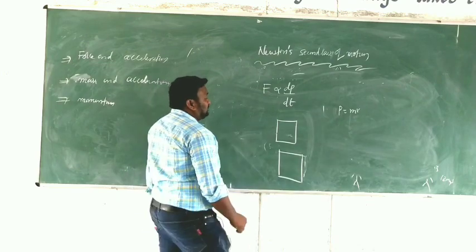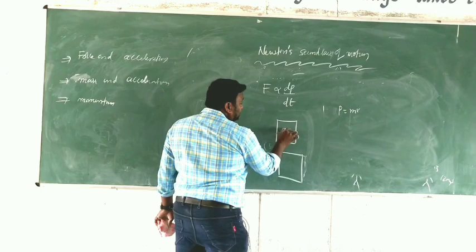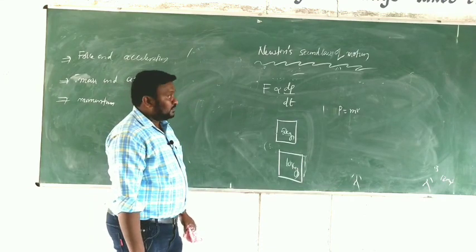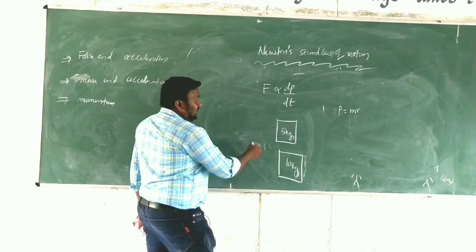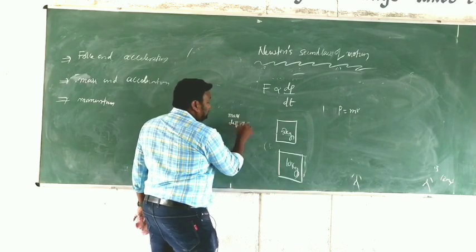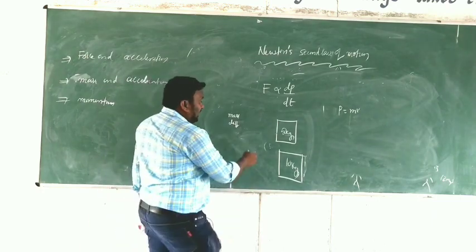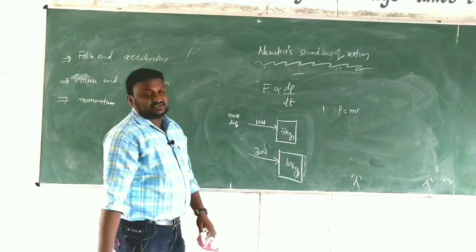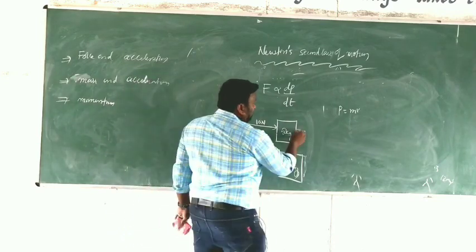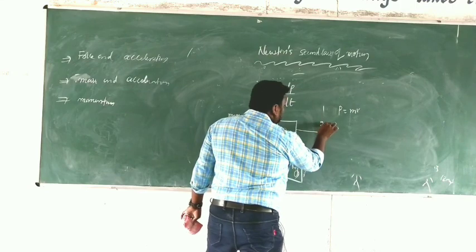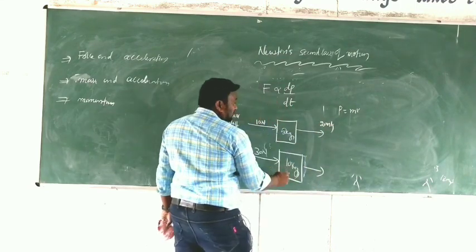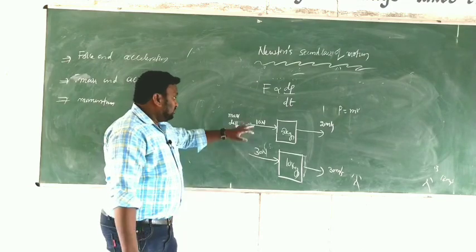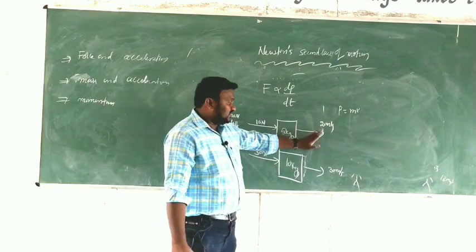Clear? On that, I am taking the same example again, 5 kg and 10 kg blocks. Here the mass is different. And we applied some force here, 10 newtons, and here 30 newtons. Due to that, the body is moving with a velocity of 20 meters per second, and here it is moving with 30 meters per second. Here the mass is different and the applied force is also different. That's why their velocities are also different.